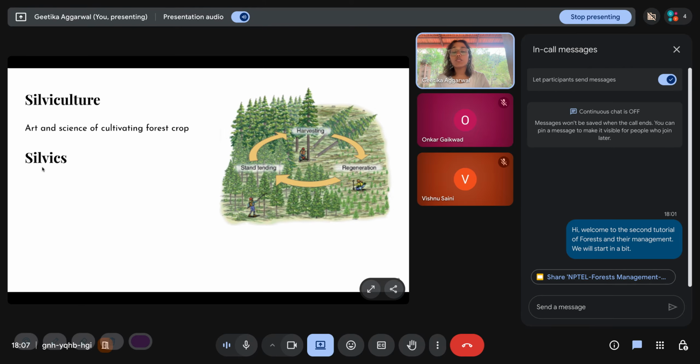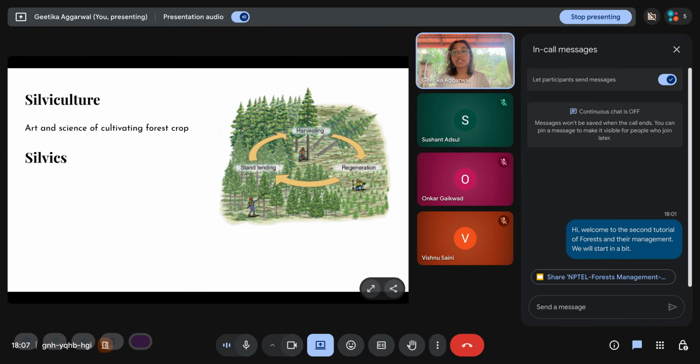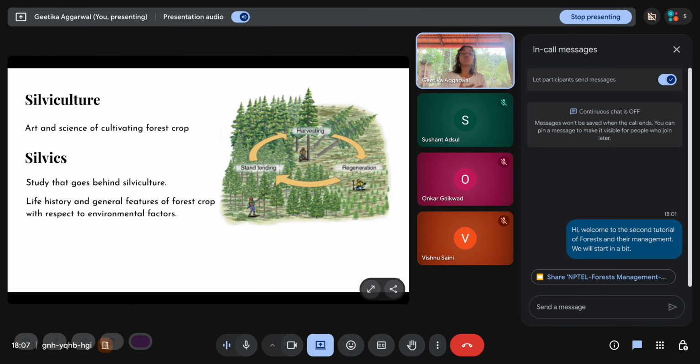Okay. Then moving on to silvics. So what is silvics? Do you know what silvics is, or would you like to take a guess? Now that you know what silviculture is, you can take a guess. As the term suggests, just like we use civics, similarly there is silvics, and silvics is the study that goes behind silviculture.